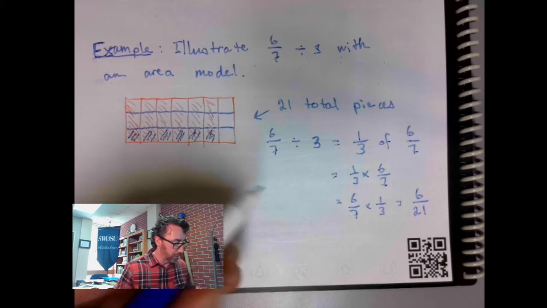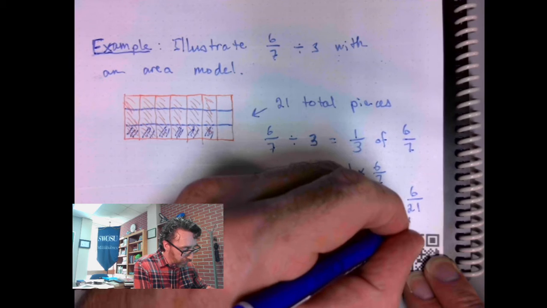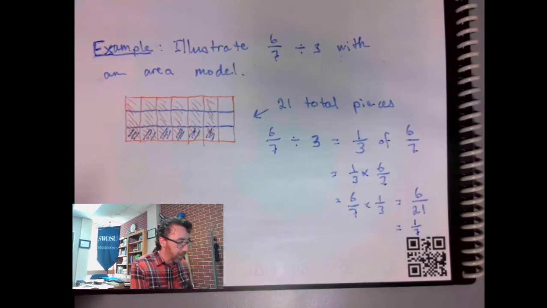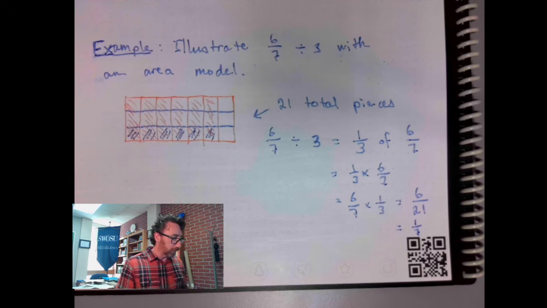We're taking 6 of them. Now, of course, this fraction can be simplified here. Both of these have a factor of 3, so that's 1/7.